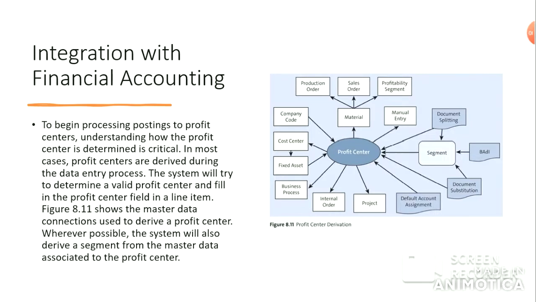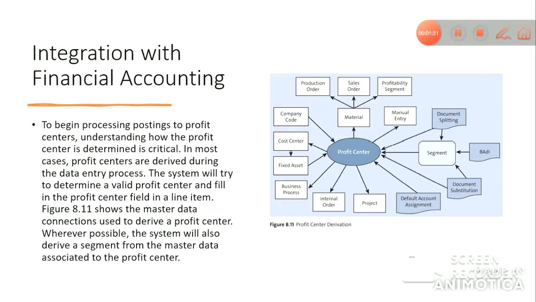We can see the profit center can be derived from internal orders, project, business process, fixed asset, cost center, company code, material, manual entry, document splitting, segment, default account assignment, document substitution. To begin processing postings to profit centers, understanding how the profit center is determined is critical. In most cases, profit centers are derived during the data entry process. The system will try to determine a valid profit center and fill in the profit center field in a line item. Figure 8.11 shows the master data connections used to derive a profit center.